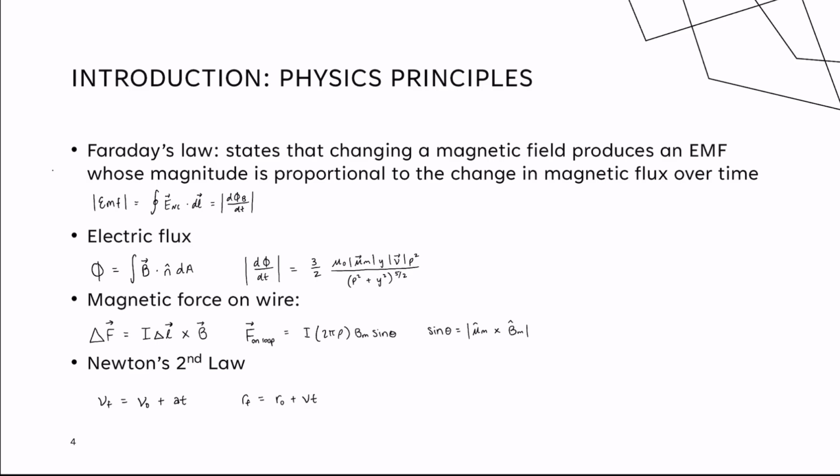So here are the physics principles. Faraday's law, like I said, states that changing a magnetic field produces an EMF whose magnitude is proportional to the change in magnetic flux over time. We also used formulas for electric flux, magnetic force on the wire, and then Newton's second law using the velocity and position updates.